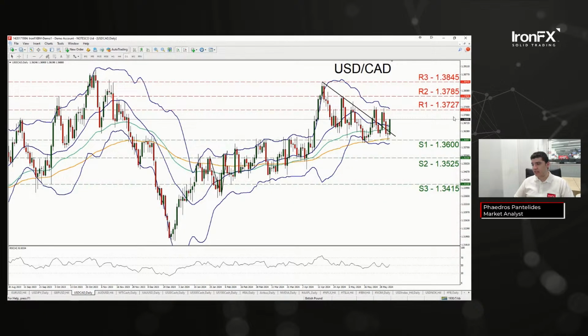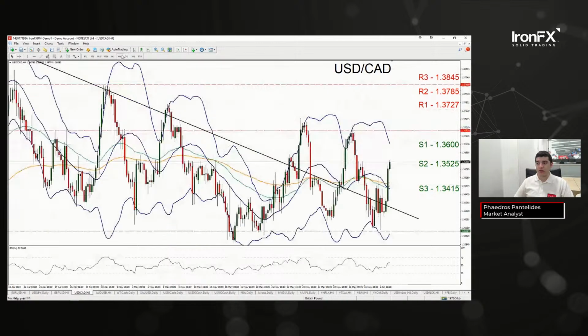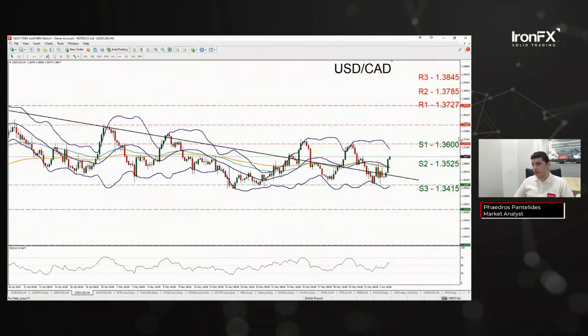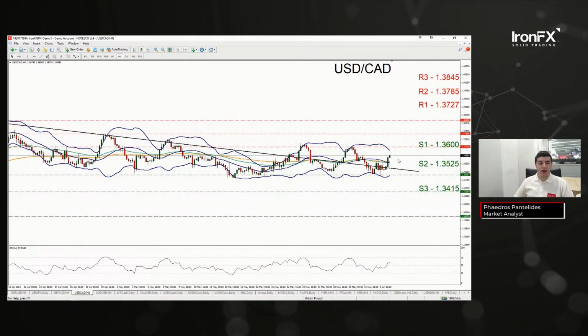USD CAD is moving in a sideways fashion between 1.36 and 1.3727, S1 and R1. Having broken above our downwards moving trend line implies an interruption in the downwards momentum for the particular pair. RSI at 50 also further supports our sideways bias. And please keep note that this is the daily chart. On the 4 hour, we get a much clearer picture, a sideways bias between S1 and R1, validating our aforementioned hypothesis.